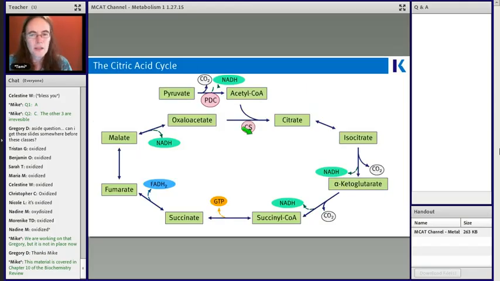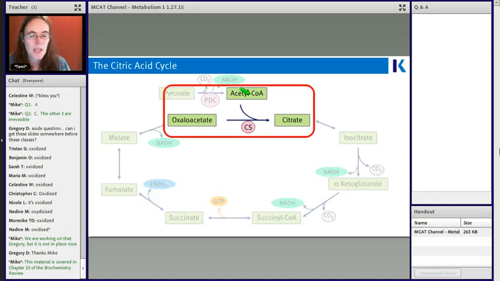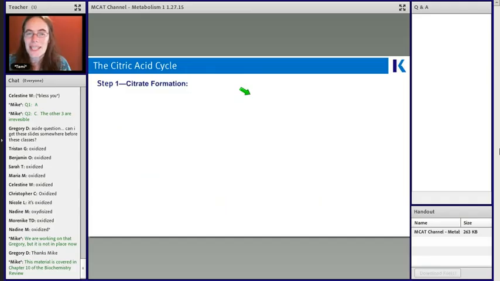All right, so let's look at our citric acid cycle. I made my acetyl-CoA. Woohoo! That's what goes in here. So we're going to talk about our very first enzyme, which happens to be citrate synthase. So here we're making citrate. So we take our acetyl-CoA and the oxaloacetate.